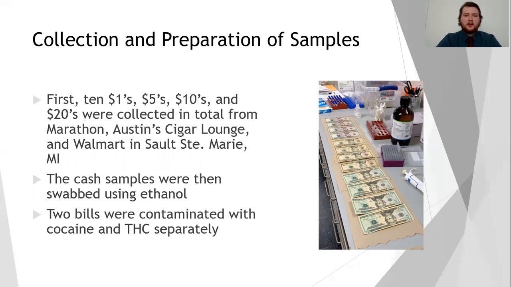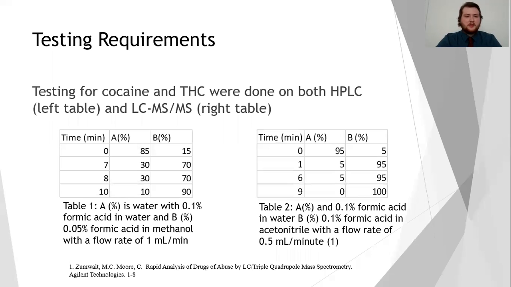Two bills were also contaminated with THC and cocaine separately. Testing requirements for both HPLC and LC-MS: on the left, you will see the HPLC gradient that was found, with A being the percentage of water with 0.1% formic acid, and B being the percentage of 0.05% formic acid in methanol. This had a flow rate of 1 milliliter per minute, while the right table was a gradient that was found from an application for illicit drugs. It follows as A being 0.1% formic acid in water, and B being 0.1% formic acid in acetonitrile. This had a flow rate of 0.5 milliliters per minute.